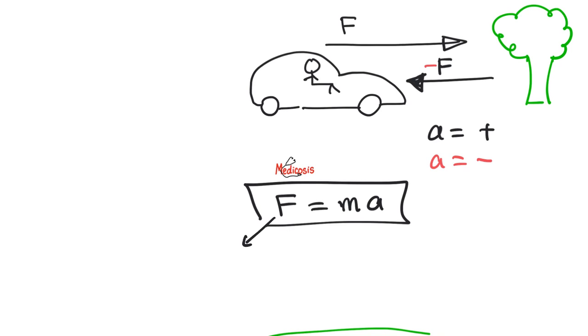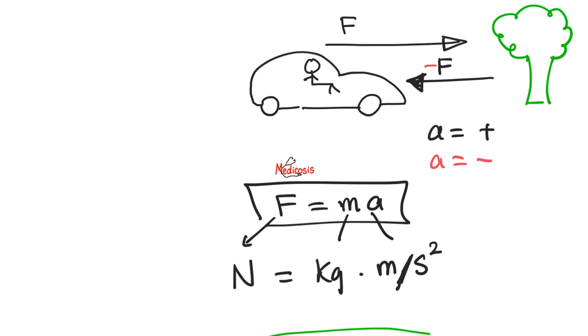What's the measuring unit for force? Newton. And what's the measuring unit for mass? Kilogram. What's the measuring unit for acceleration? Meters per second squared. So 1 Newton is equivalent to 1 kilogram times meters divided by second squared. And therefore, here is the definition of a Newton as a measuring unit.